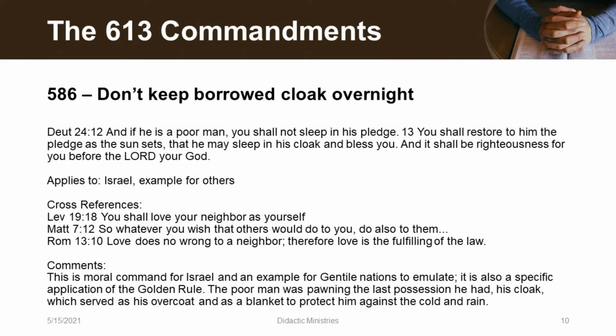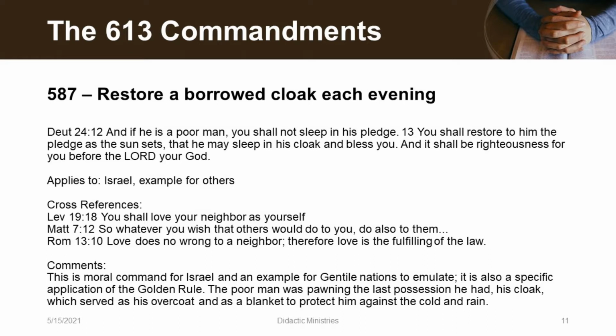Commandment 586, don't keep a borrowed cloak overnight. Commandment 587, restore a borrowed cloak each evening. Deuteronomy chapter 24, verse 12 says, "And if he is a poor man, you shall not sleep in his pledge. You shall restore to him the pledge as the sun sets, that he may sleep in his cloak and bless you, and it shall be righteousness for you before the Lord your God."